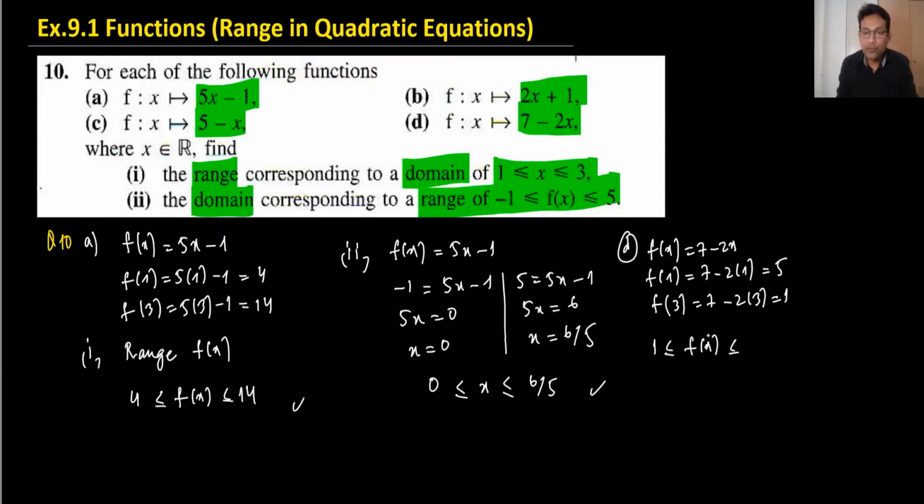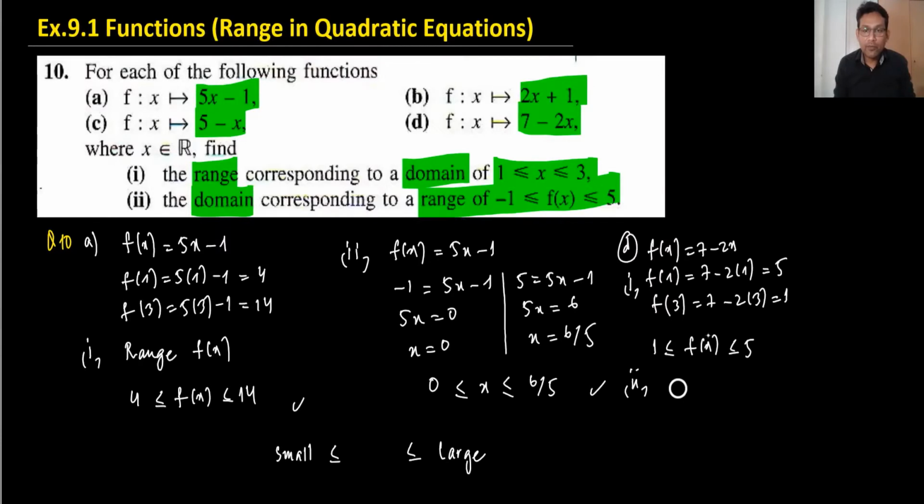Here we have to be careful. We have to write the small number first and then the maximum number. This is okay. And when we move to the second part of part D, we write the small number first because this is x or f of x, and then the large number.